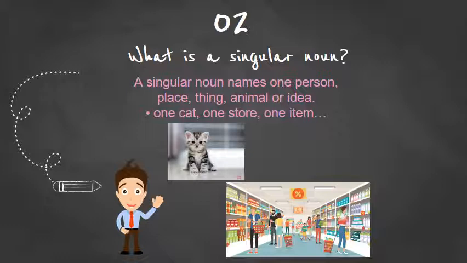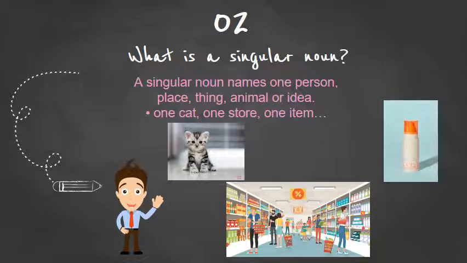I'm not talking about more than one. There is only one store in the picture. There is only one man. There is only one cat. There's only one item, one product, for example.